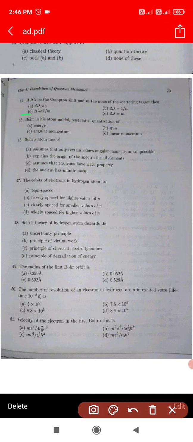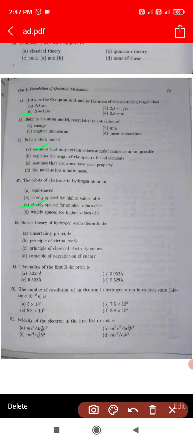Next one, Bohr's atom model postulated quantization of angular momentum. Next, Bohr's atomic model assumes that only certain values of the angular momentum are possible. That is A, the answer. Next, 47th one: the orbits of the electron in a hydrogen atom are closely spaced for smaller values of n. That is C, the answer.